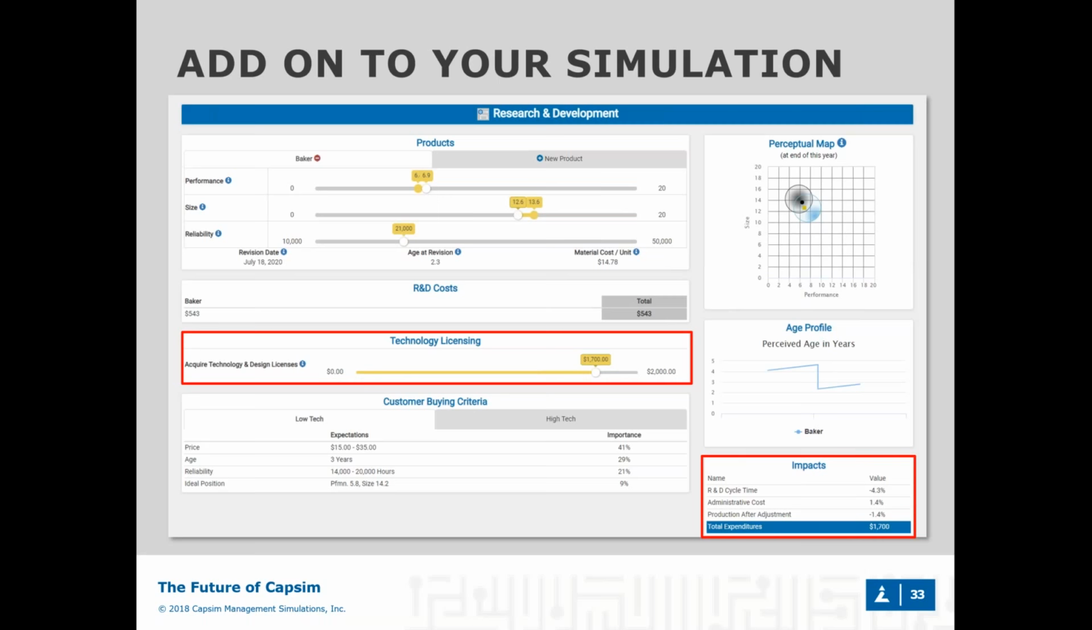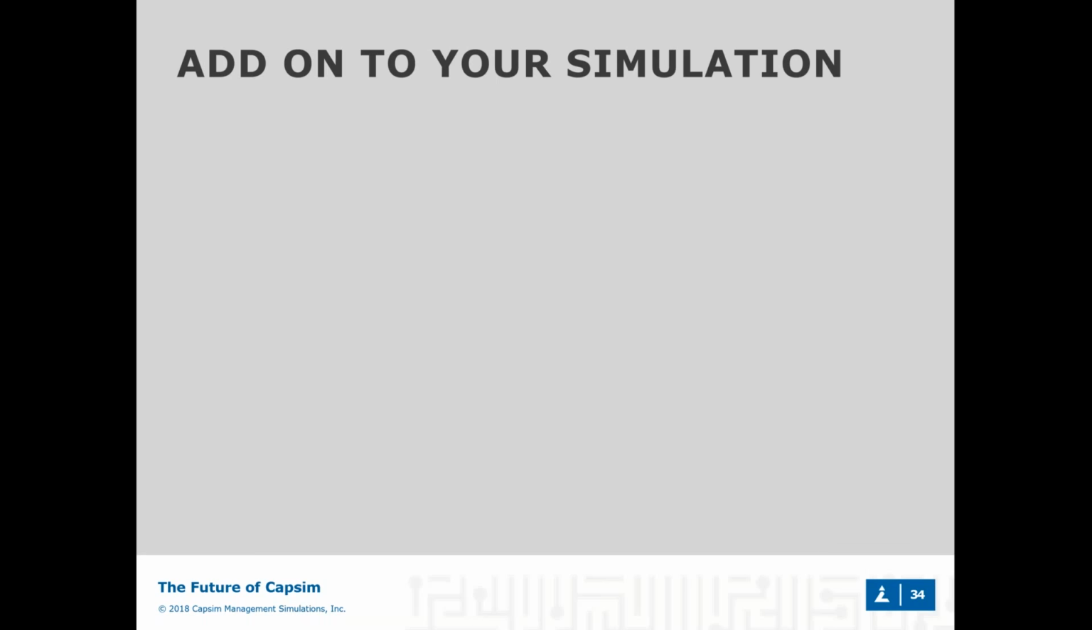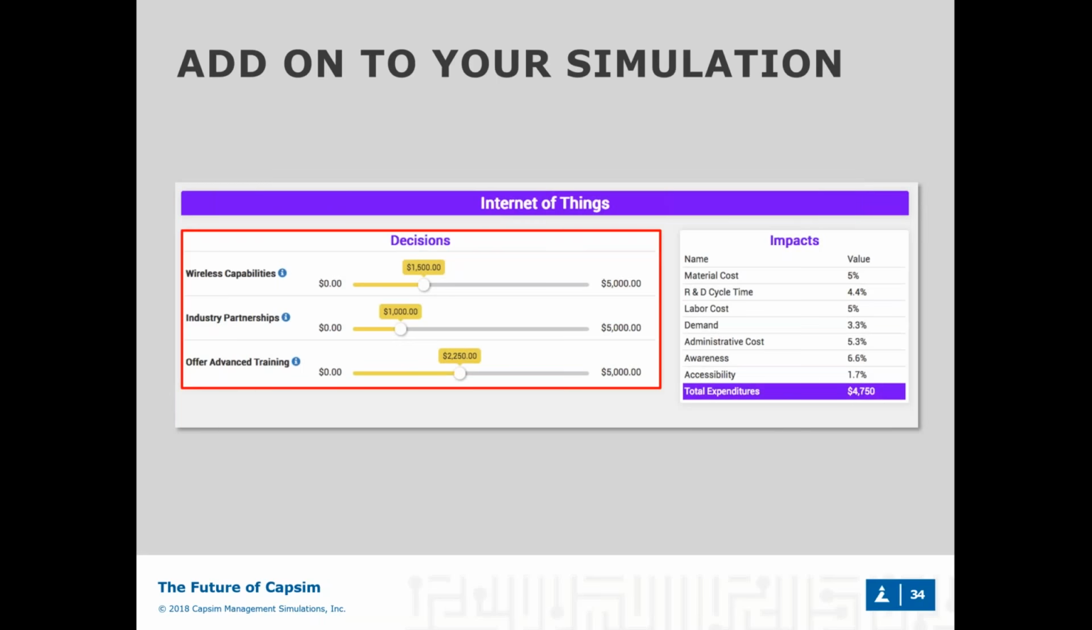Another example of what we can build on our platform was actually the winner of an internal Capsim competition where our team members submitted their best ideas of modules that can be built with the tool. It is the Internet of Things module, and it looks like this. 3 decisions can be made: wireless capabilities, industry partnerships, and advanced training. These decisions cost money, but offer benefits such as increases in demand, awareness, and accessibility. They may also decrease R&D cycle time, labor, and material costs.